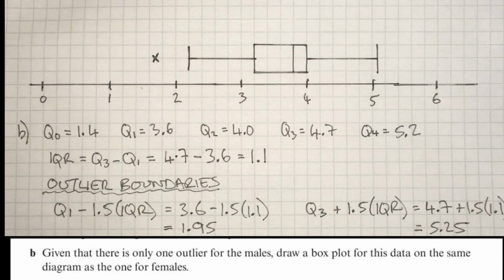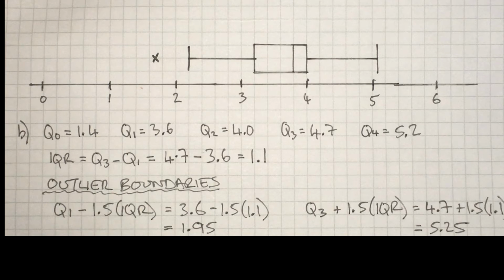Let's go back to our minimum and maximum values that we'd written down. Well, the minimum is 1.4, so that's an outlier. It's below the lower outlier boundary. Let's check at the top. The maximum was 5.2. Well, that's actually fine. That's within the boundary. It was lower than 5.25. So we do have one outlier, and that's 1.4.